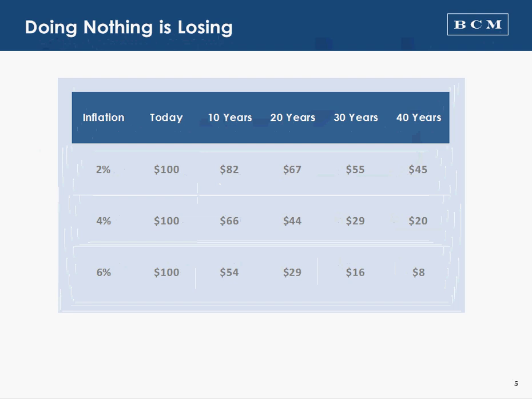Now, I think we all know people who refuse to invest because they don't want to lose any money. Of course, the irony is that doing nothing practically ensures losing. And the point is that even if we're not interested in growing our money, we should at the very least try and protect what we already have.